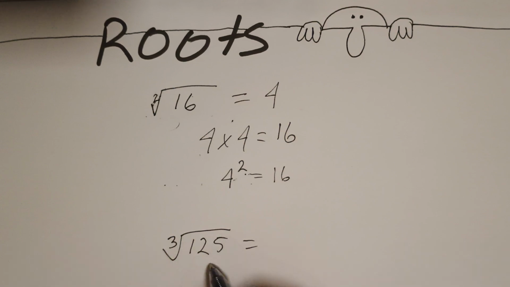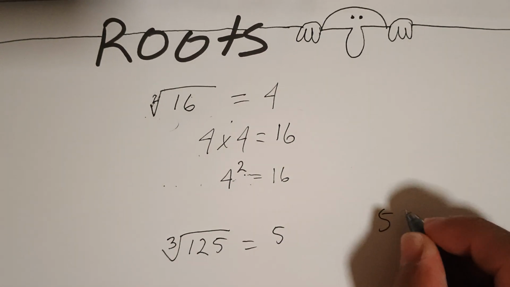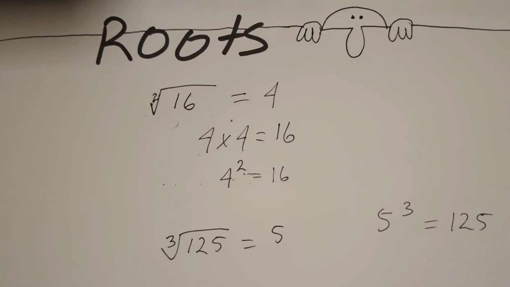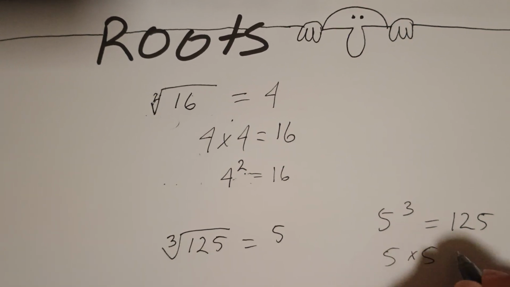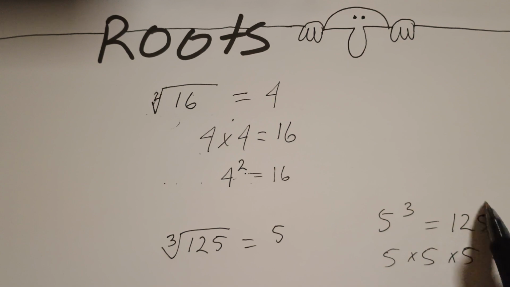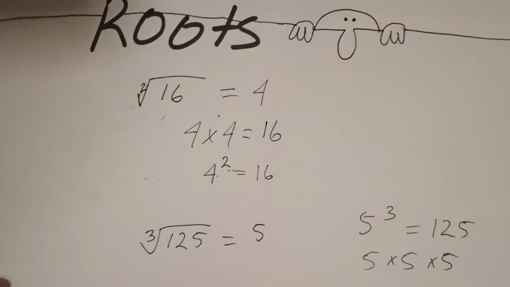So this thing is asking us to find a number to the power of 3, or in other words, a number cubed that will give us 125. That answer is 5, because if you had 5 cubed, it'd be 125. All right, because we're doing 5 times 5 times 5. If you multiply these two, it'll give us 25. So 25 times the last 5 will give us 125. So that's all roots are, square roots, cube roots.